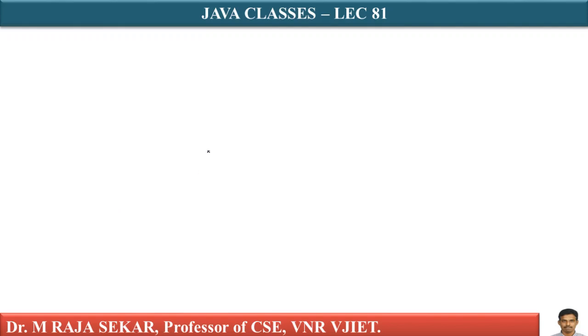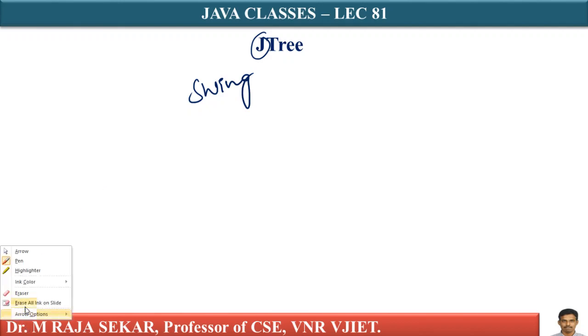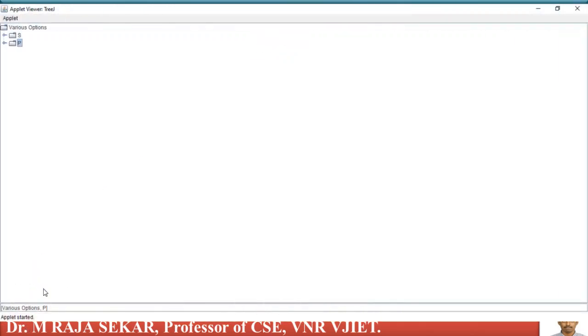In this lecture, we will try to understand a very important concept in the Java programming language known as JTree. What does the J mean? It is related to Swing. Anyway, we will try to understand this JTree with a simple programming example.